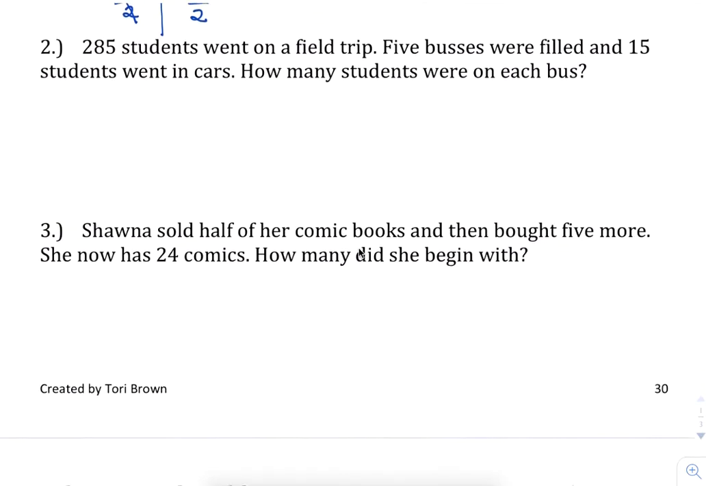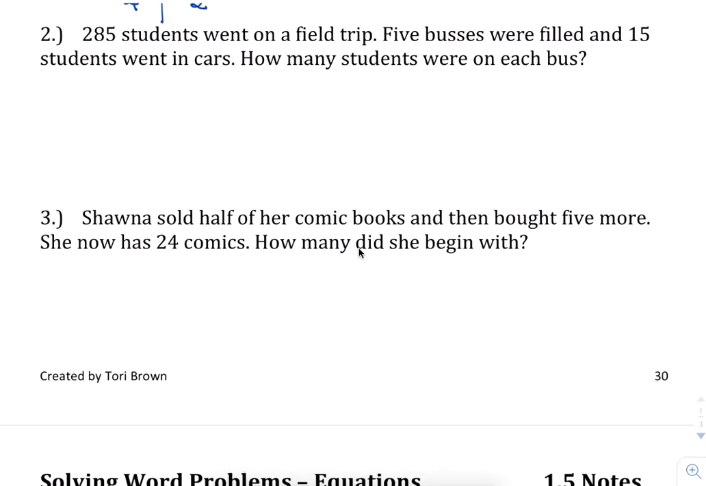All right, number 2, it says 285 students went on a field trip. 5 buses were filled and 15 students went in cars. How many students were on each bus? All right, so I'm going to start it out. 285 is a number. Went on this field trip. 5 buses were filled and 15 students went in cars. All right, so we got 5 buses. That's another number. Let me put this 285 up here.